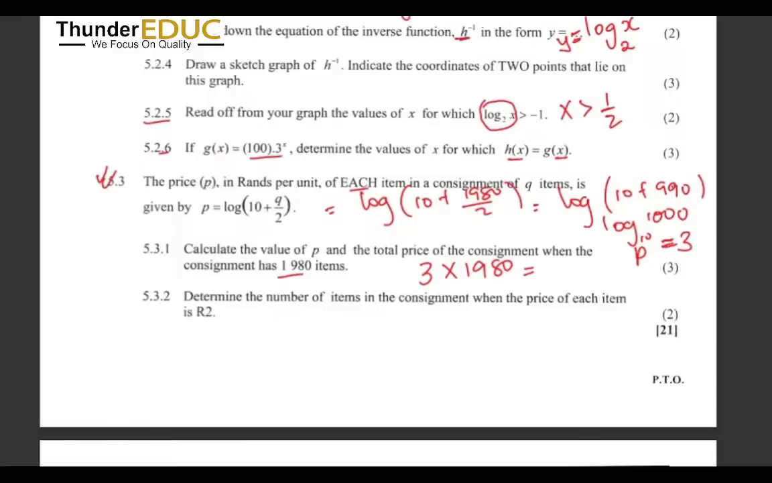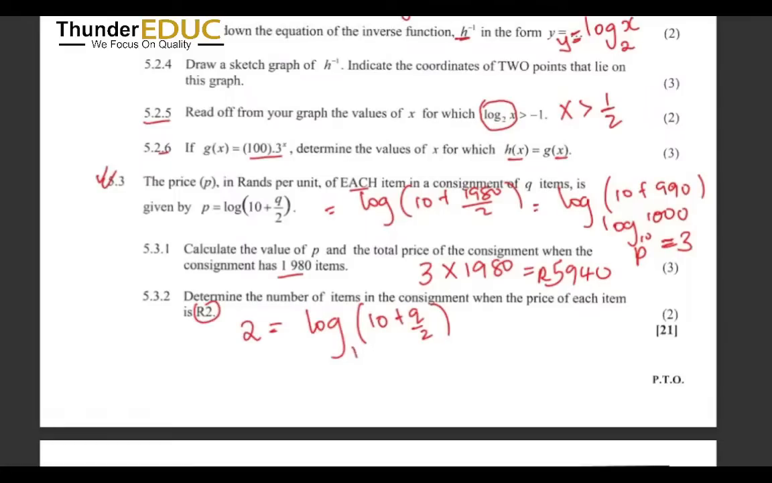So that is the cost of that consignment. Okay, then determine the number of items in the consignment when the price is 2 rands. So we need to look for Q. Where there is P, we put a 2. So 2 is equal to the log of 10 plus Q over 2.